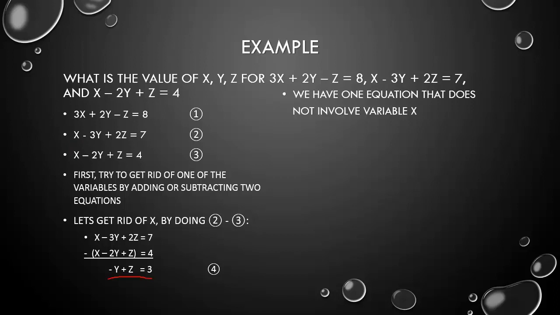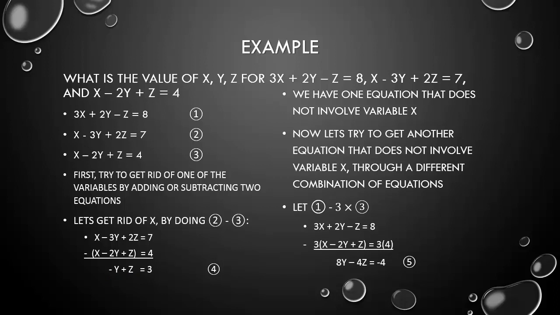Notice that equation 4 here is the first equation that does not involve the variable x. However, we cannot solve this equation yet because there are two unknown variables. And since there are two unknown variables, we need two unique equations in order to solve. So what we want now is to have another equation similar to equation number 4, where it contains the variables y and z, but does not involve the variable x.